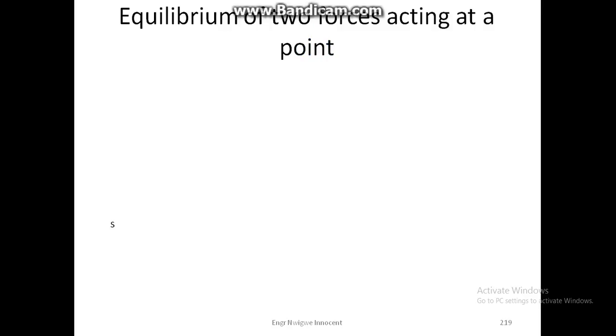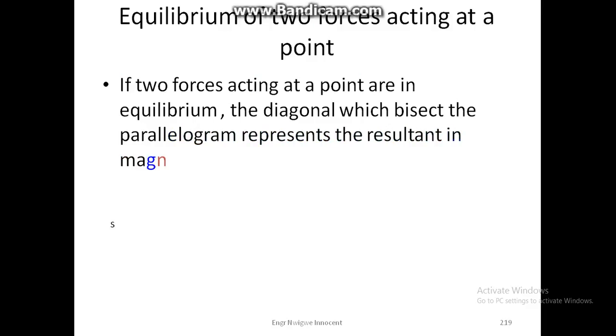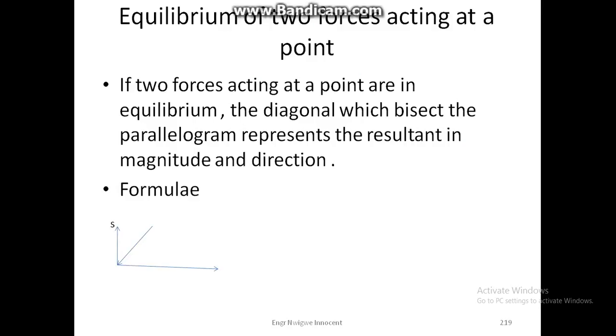Equilibrium of two forces acting at a point. If two forces acting at a point are in equilibrium, the diagonal which bisects the parallelogram represents the resultant in magnitude and direction. Then we get the formula in figure 1. We have a force acting on a truss OB, having S as a vertical component and Q as a horizontal component, and P as the resultant.